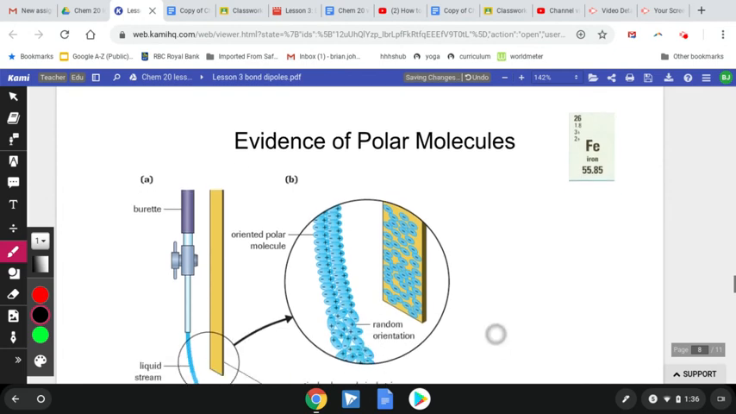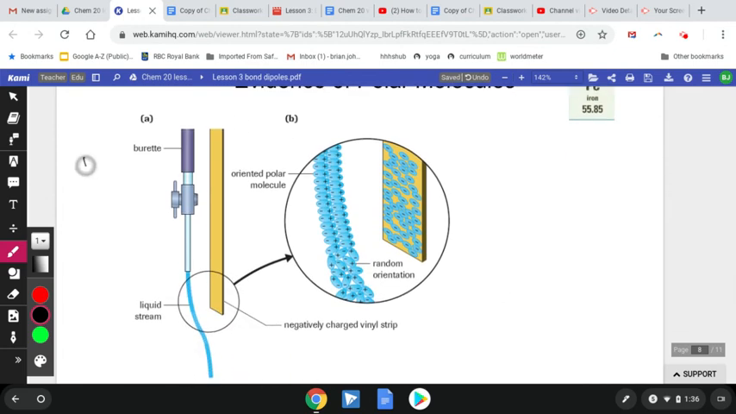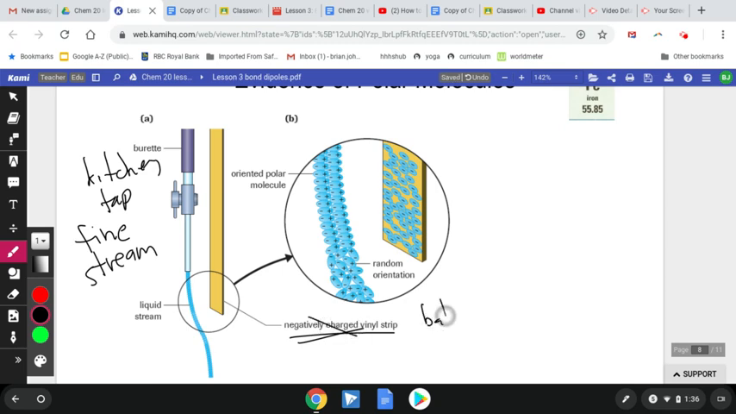Okay, one last thing for you to try at home. Get your kitchen tap so that it has a very fine stream of water flowing. And then instead of a negatively charged vinyl strip, because nobody has those, if you have a balloon in your house, blow it up, rub it to your hair. So you are putting a charge on the balloon. And then bring the balloon close to the stream of water, and you should be able to bend the stream of water. Why? Because of this.